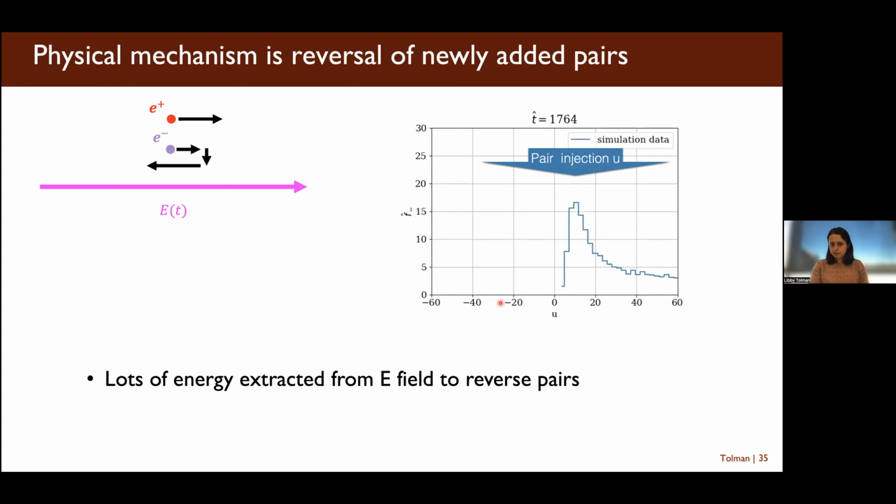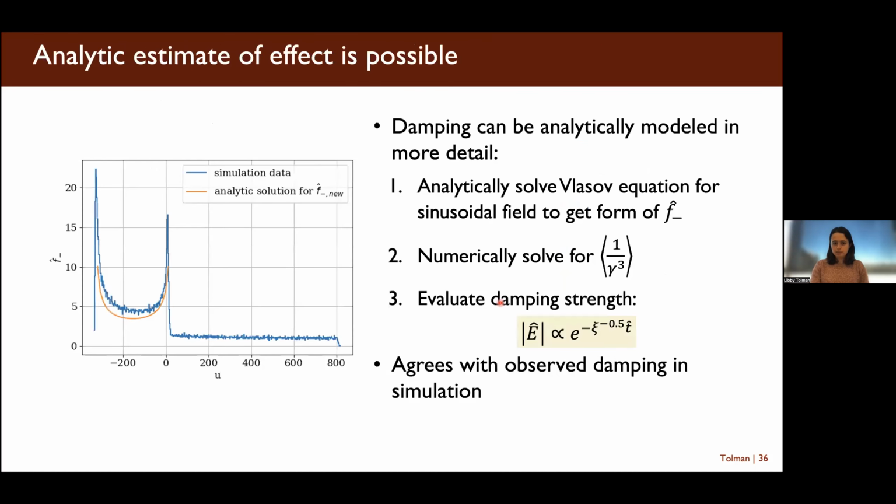I've already seen this video several times. I'll note that an analytic estimate of the effect is possible. We do this in our paper, but to briefly outline it, the damping can be analytically modeled by solving the Vlasov equation for a sinusoidal field to get a form for the distribution function, numerically solving for the average value of 1 over Lorentz factor cubed, and then evaluating the damping strength.